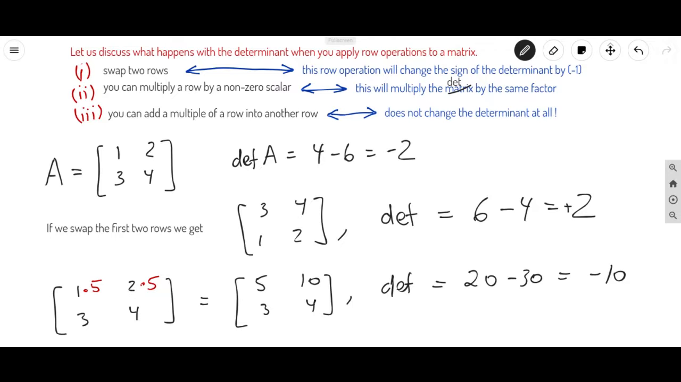Now, what's the significance of -10? Well, it would be negative 2 multiplied by the same factor. So you get negative 10, which is negative 2 multiplied by a factor of 5. So the same factor that you use to multiply the first row is the same factor by which your answer changes. And it does not have to be the first row. The same thing works for the second row.